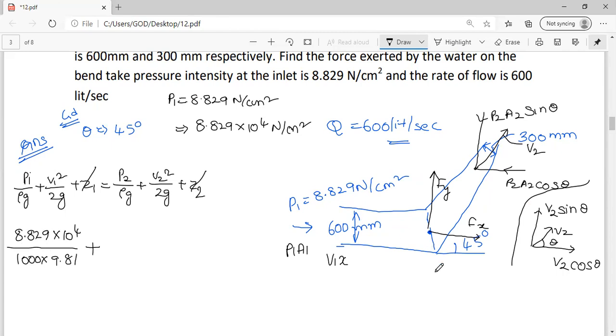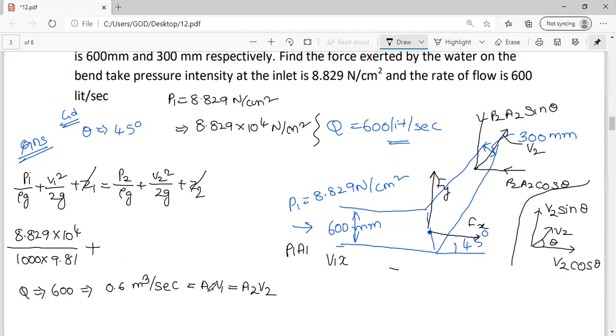plus velocity at the junction 1, is it unknown or known to you? Check once. Q is given. When Q is given, we can calculate the velocity. So for that, I'm using this space. Q is equal to 600 liters per second. Again, you have to convert this. We know 1000 liters occupy 1 meter cube. So divided by 1000 gives 0.6 meter cube per second. That means the discharge is 0.6 meter cube per second. This can be written as A1 V1, and also written as A2 V2 according to the continuity equation.